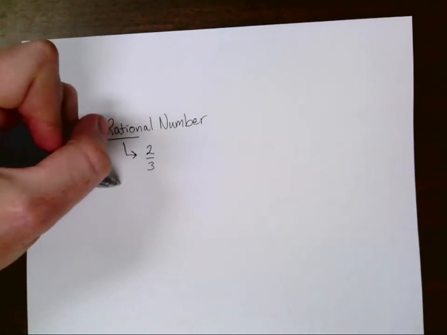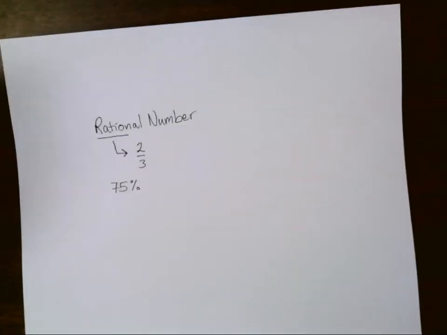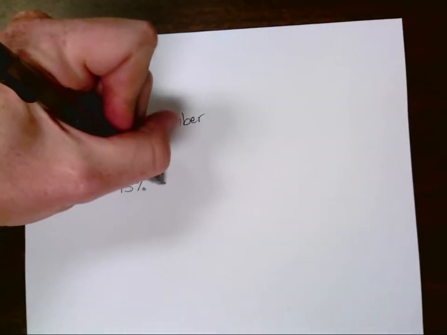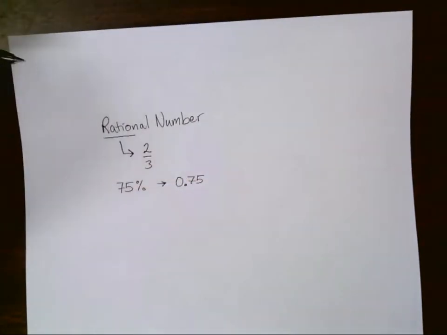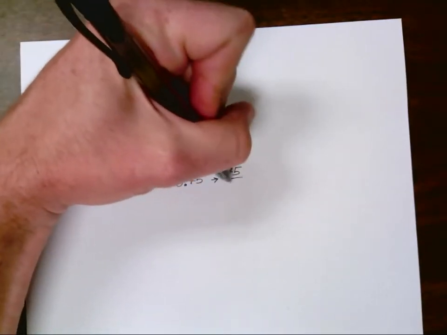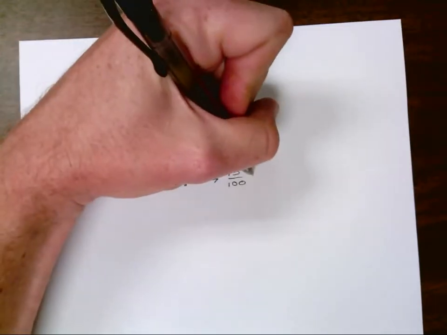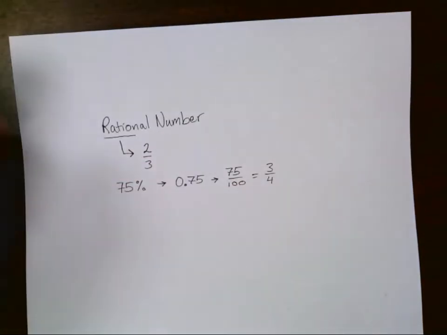So let's look at 75%. Well, that could be converted to a decimal, 0.75, which can be converted into a fraction, 75 over 100, which is the same as 3 over 4. So therefore, 75% is a rational number.